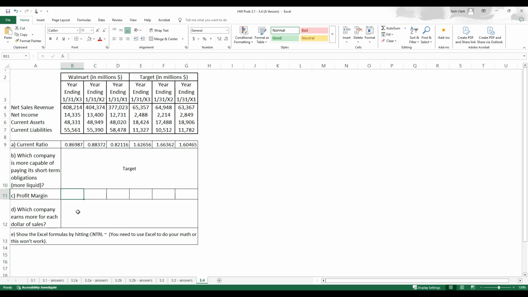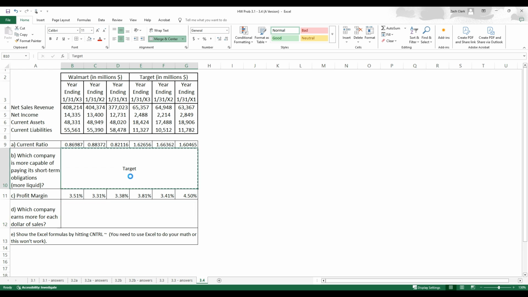Okay, and then our profit margin is going to be our net income divided by our net sales revenue. And let's do a percentage here. So on this one, we've got 3.5%. I'm just going to drag that across again. And so as you can kind of see just by looking here, in general, it looks like Target has a higher profit margin overall. And so on question D, as it asks here, which company earns more for each dollar of sales? I'm just going to format paint this too.